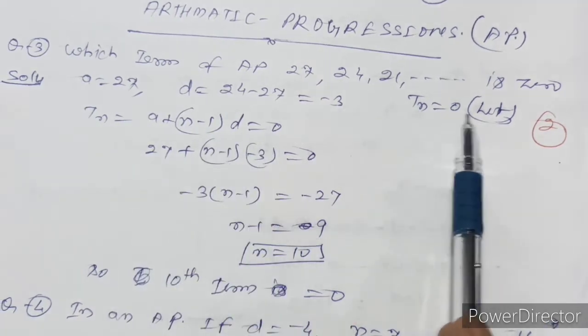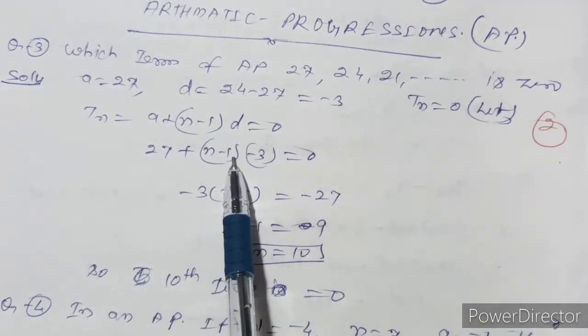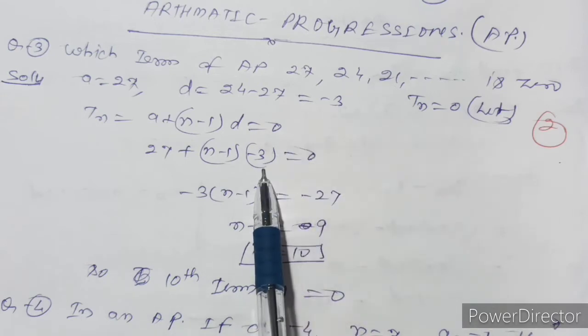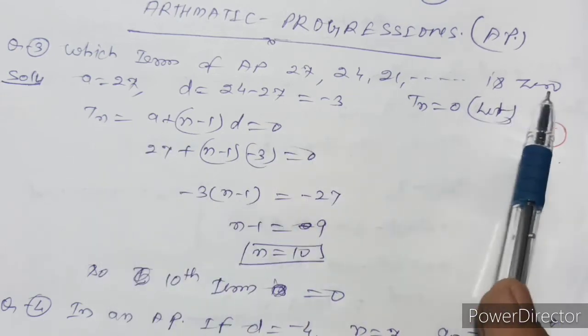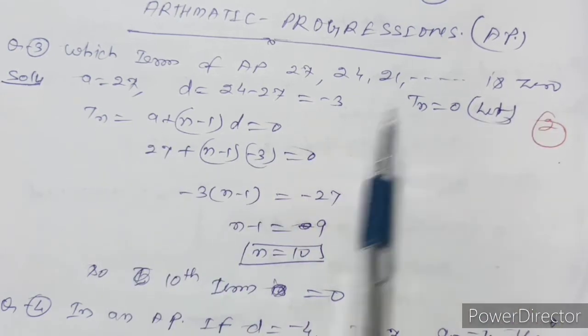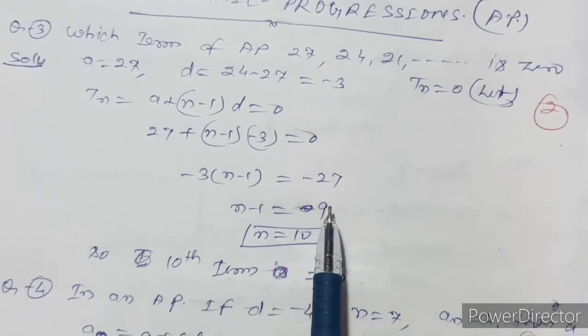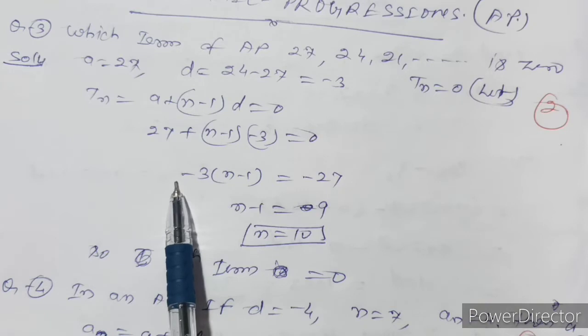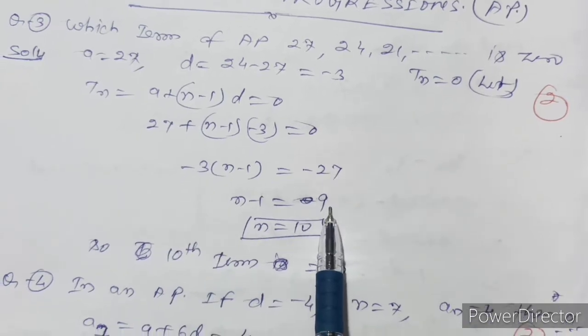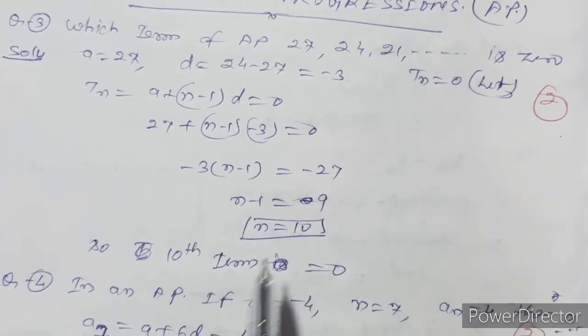a is equal to 27, n is what we need to find, and d is equal to minus 3, and the nth term, because the last term we have is 0. So 27 transfers to the other side. The minus signs cancel, divide by 3, and we get 9, and 9 plus 1 equals 10. That means the 10th term is 0.